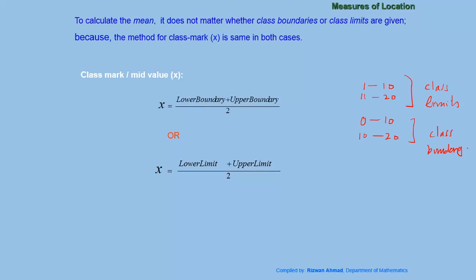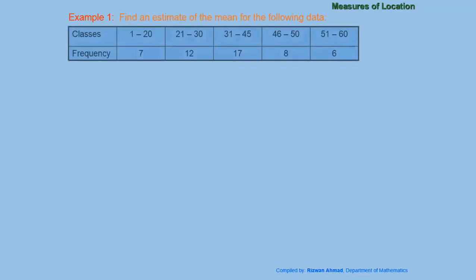So now this is another example. Find an estimate of the mean for the following data. So here they use the words estimate of the mean. So remember, whenever we have grouped data, there will always be an estimate because we are not using the original data. So we are using the class mark of each class instead of the data.